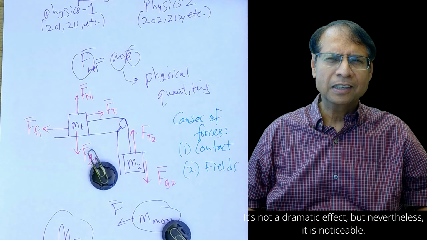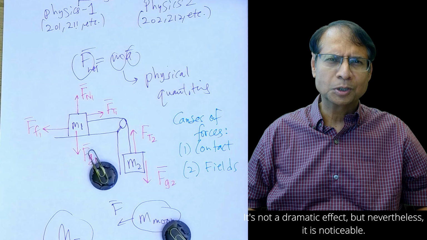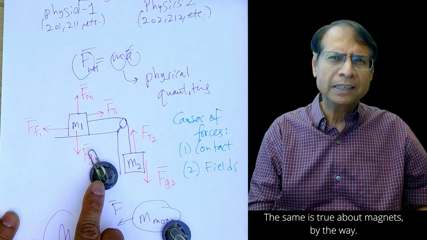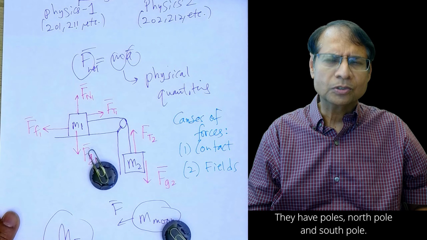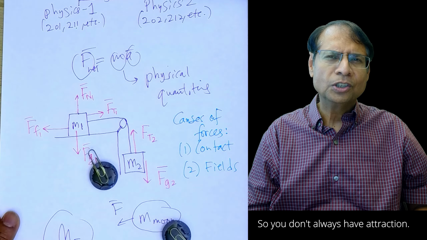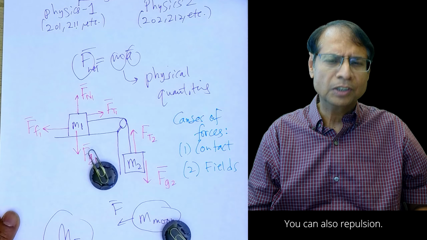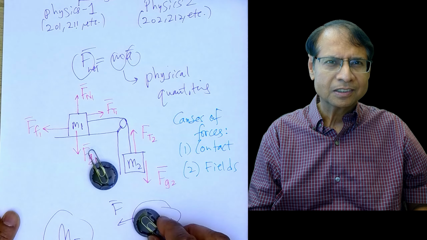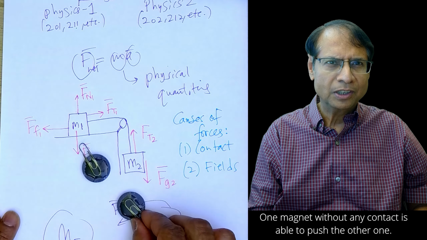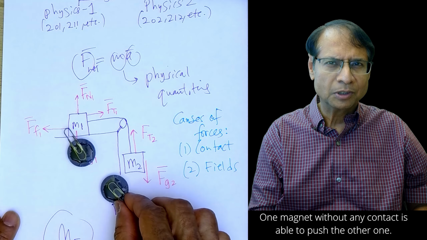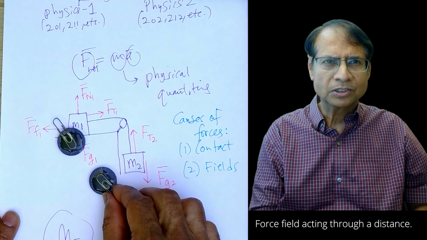It's not a dramatic effect, but nevertheless, it is noticeable. The same is true about magnets, by the way. They have poles, North Pole and South Pole. So you don't always have attraction. You can also have repulsion. So look at this. One magnet without any contact is able to push the other one. Force field acting through a distance.